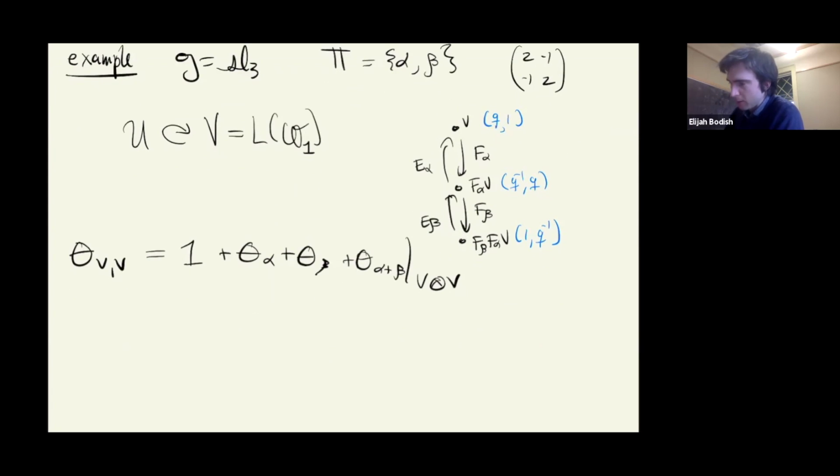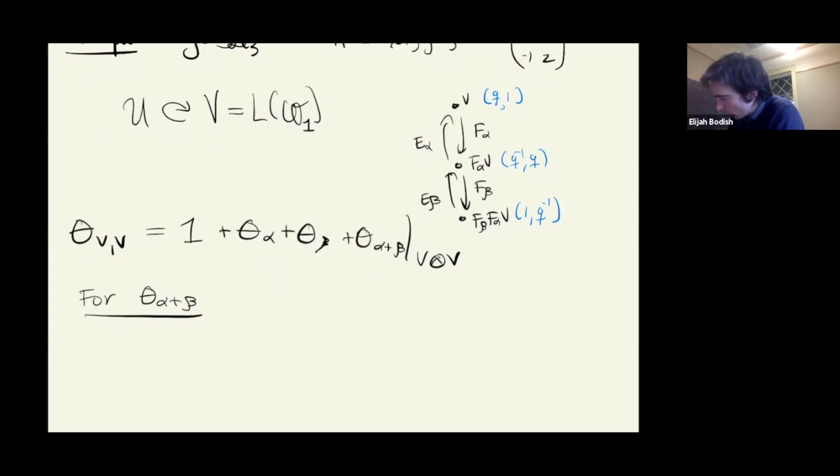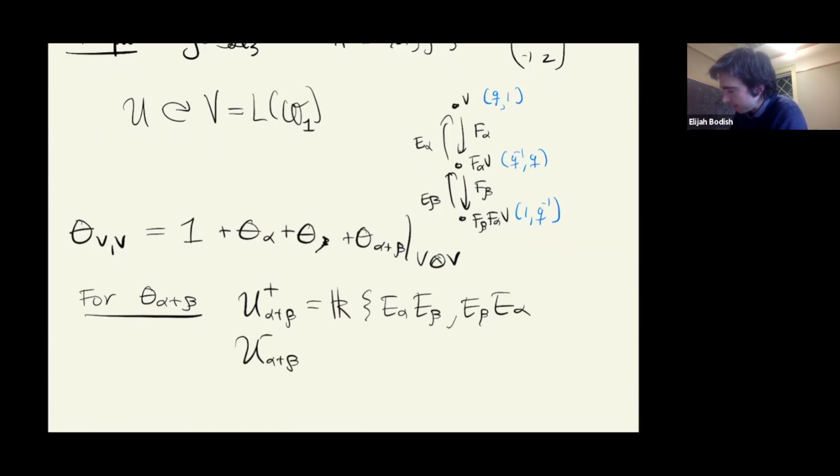The Θ_α and the Θ_β we already know, because we computed them just above for arbitrary Θ_α. So we're interested in what goes into computing Θ_{α+β}. Well, if I look at U^+_{α+β}, this is spanned as a vector space by two vectors, E_αE_β and E_βE_α. And U^-_{-α-β} is spanned by F_αF_β and F_βF_α.